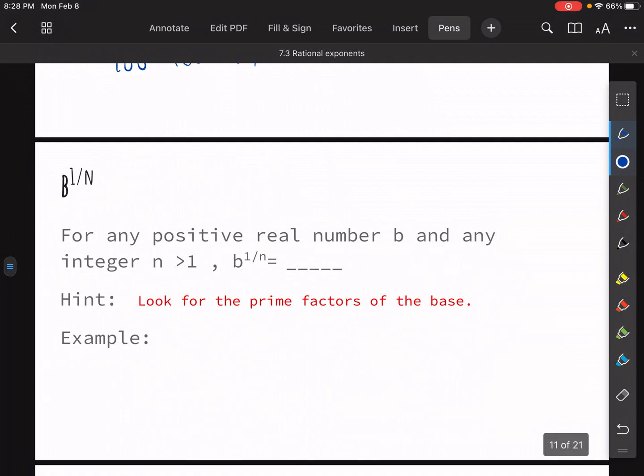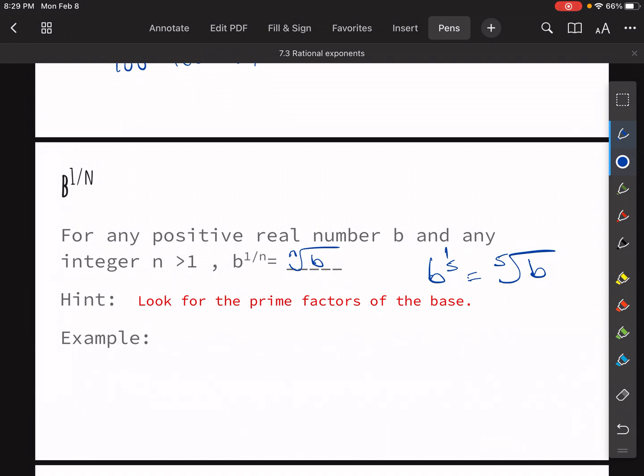Okay, so now we have b to the 1 over n. So for any positive real number b and any integer n that's greater than 1, b to the 1 over n is equal to simply the nth root of b to the first power. So if I have b to the 1/5, that's the same thing as the fifth root of b. Okay, so let's play with that for a few.